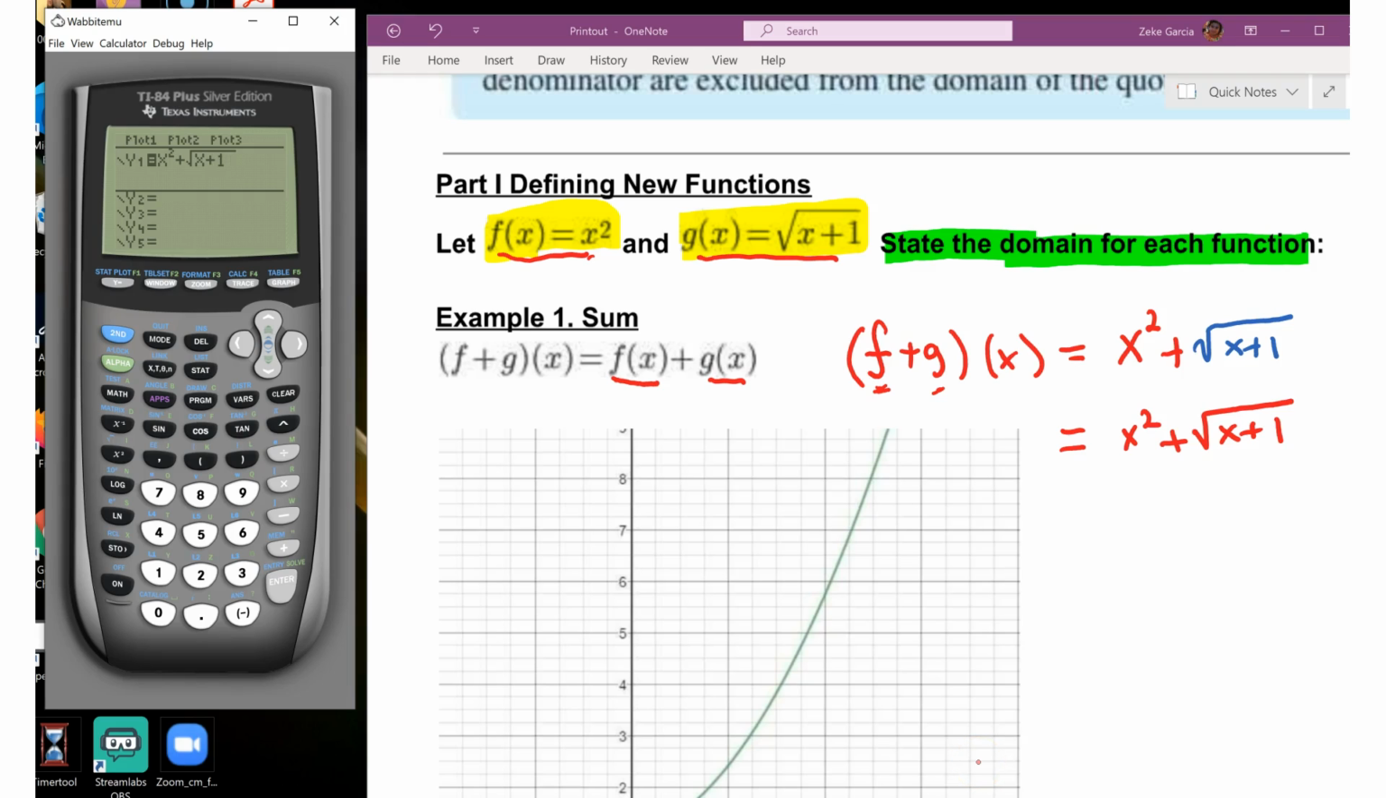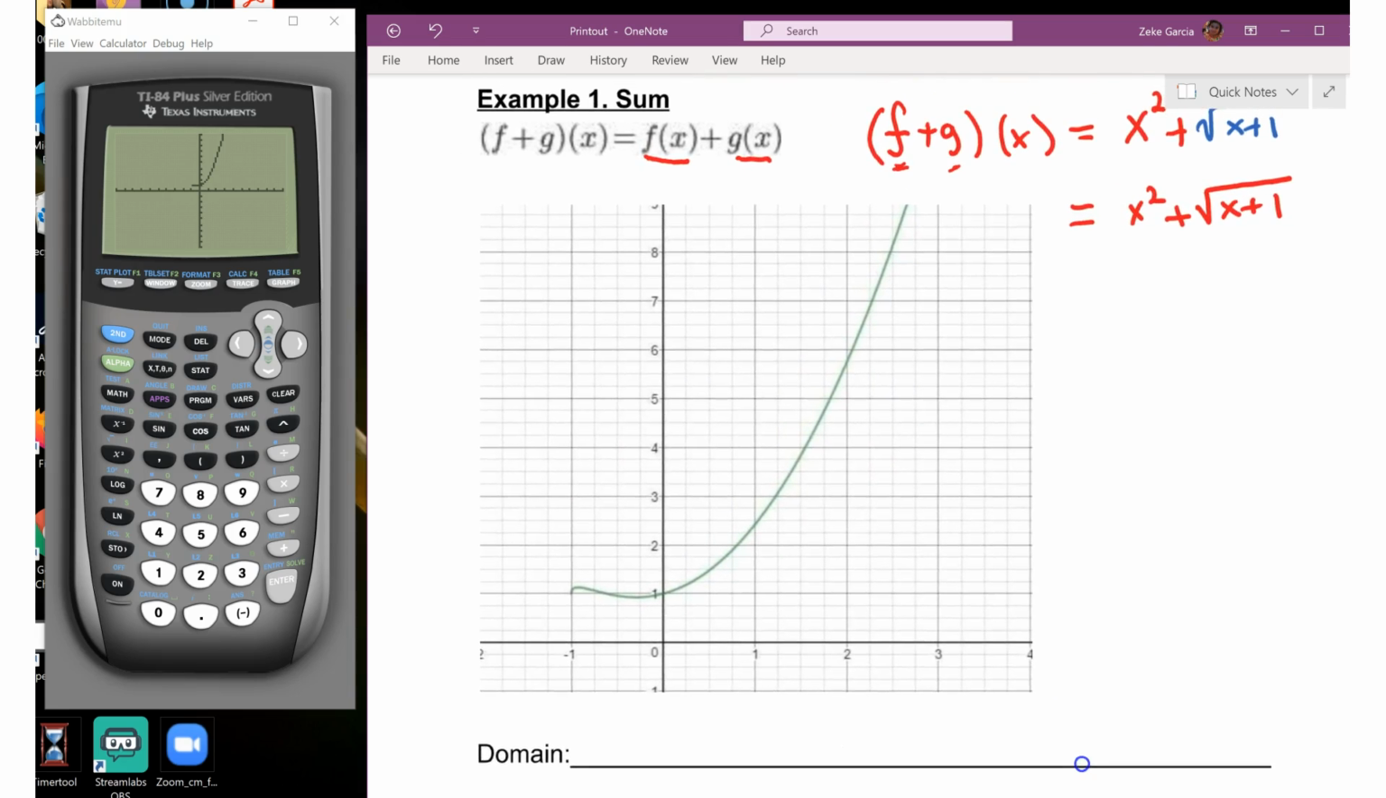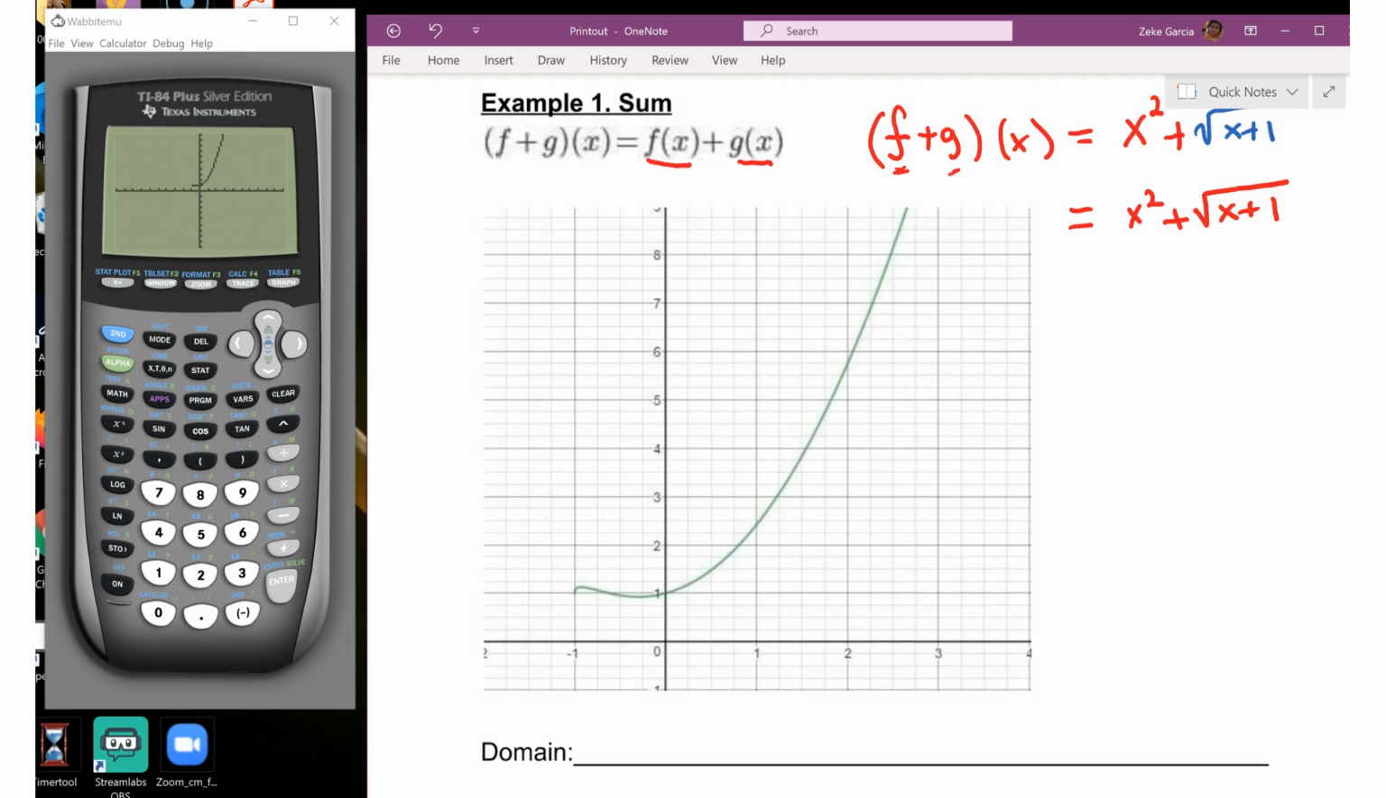So what I did is I went ahead and typed it into my TI-84 Plus calculator. I have the first function, what was f, x squared, and the second function, square root of x plus 1, and then I'm going to go ahead and press graph. Now this picture is shown right here. It's kind of magnified. So you notice that our starting point is -1, and then as we go to the right, the y value goes to infinity.